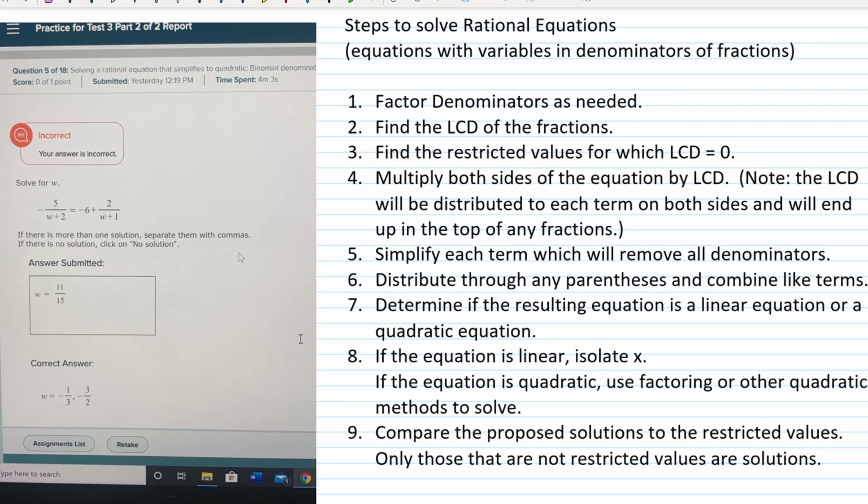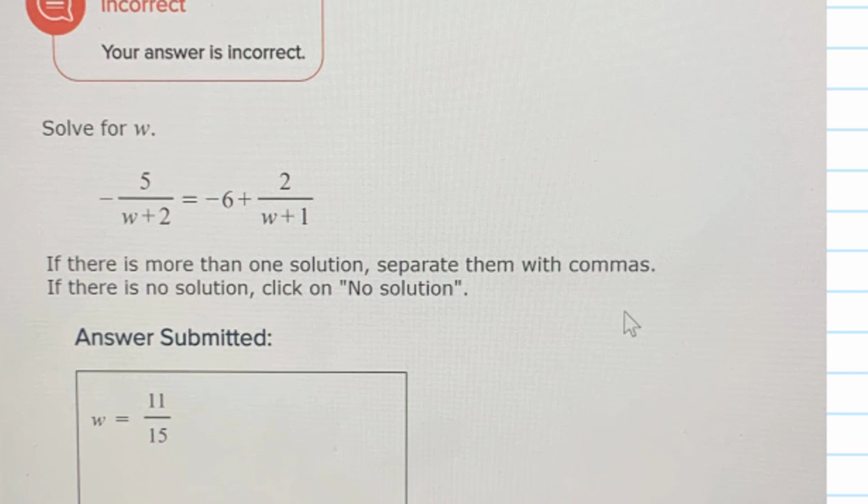In this video, we're going to solve a rational equation. This is one of the more challenging problems in an intermediate algebra class. It requires a lot of steps, and we're going to go through those steps one at a time. But first, let's just talk about how we know that this is a rational equation.